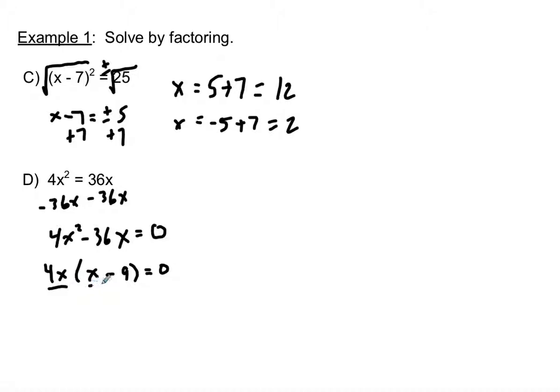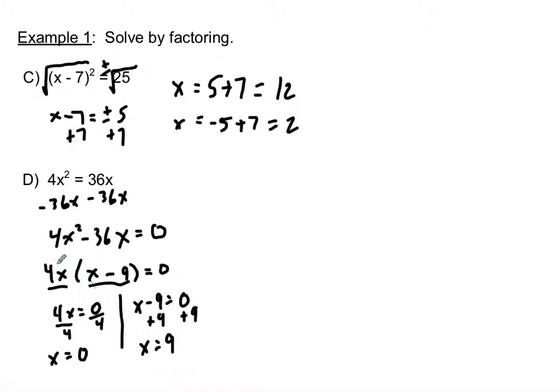So now I can set this term equal to 0 and set this term equal to 0 and solve. So 4x equals 0, and x minus 9 equals 0. To get rid of the 4, it's connected to the x by multiplication, so I have to do the inverse of that, which is divide. So I end up getting x equals 0. Over here, I have to get rid of the minus, so I use the inverse operation, which is add. So I end up getting x equals 9. So x equals 0 and x equals 9.